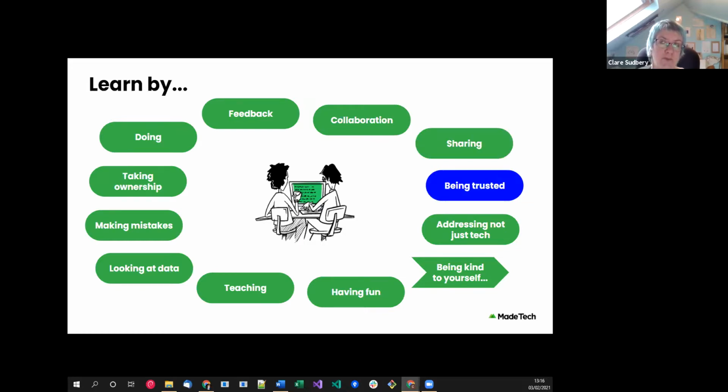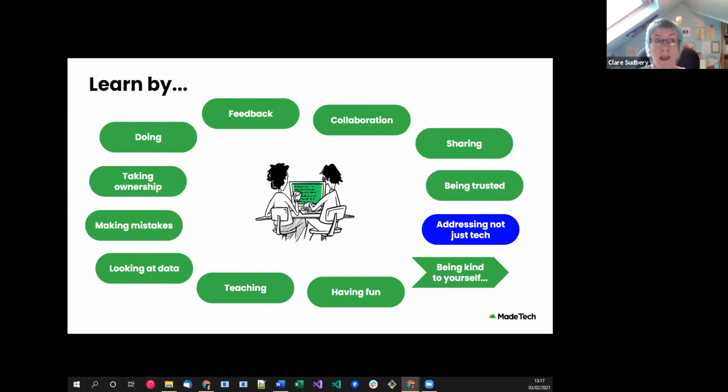So trust is a really important thing. We learn when we feel safe and we feel that we are trusted to know what we need to learn. So actually, people need to know different things at different times. And sometimes they might have to break off into a piece of work to research something in a little more depth or find out about alternatives. If you trust people to do that and be in charge of their own learning, you get much better results.